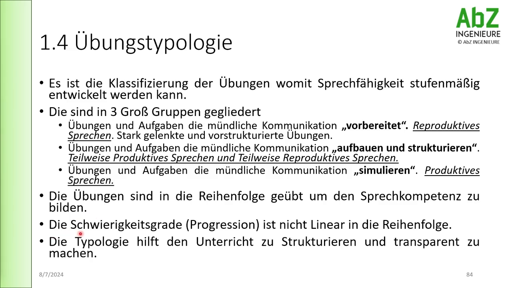But you have to note that the Schwierigkeitsgrad, the difficulty, need not be a linear progression, meaning your reproductive expression should be less difficult and this is more difficult and this is the finest of them all. No, it's not the case. You can have a reproductive expression which already is difficult, but the teilweise productive expression could be easier also. So that's what it says. The Schwierigkeitsgrad ist nicht linear in der Reihenfolge.